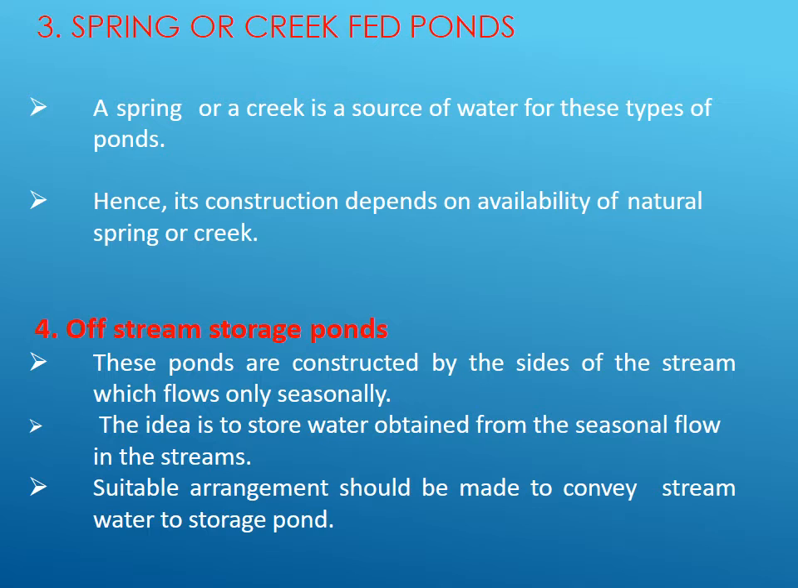The third type of the farm pond is the spring or creek fed ponds. The name itself indicates that a spring or a creek is the source of water for this type of ponds. Hence, its construction depends on the availability of natural spring or creek. The fourth type of farm pond is the upstream storage pond. These ponds are constructed by the sides of a stream which flows only seasonally. The idea is to store water obtained from the seasonal flow in the stream. Suitable arrangements should be made to convey stream water to the storage pond.